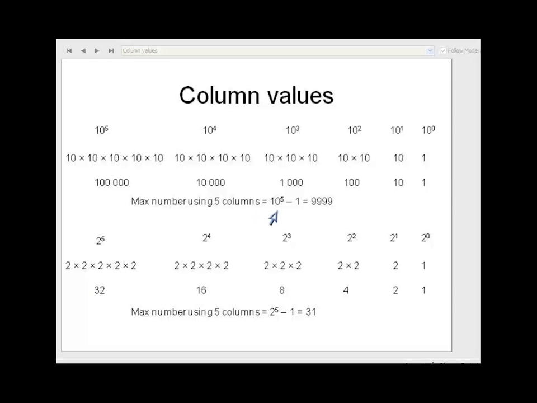If you want to find out the biggest number you can store in, say, 5 columns, the biggest number you can store in 5 columns in decimal is 10 to the power of 5 minus 1, which would be 99999, 5 lots of 9. The biggest number you can store in 5 columns in binary would be 2 to the power of 5 minus 1. Now in binary that would be 1, 1, 1, 1, 1, which is 31 in decimal.